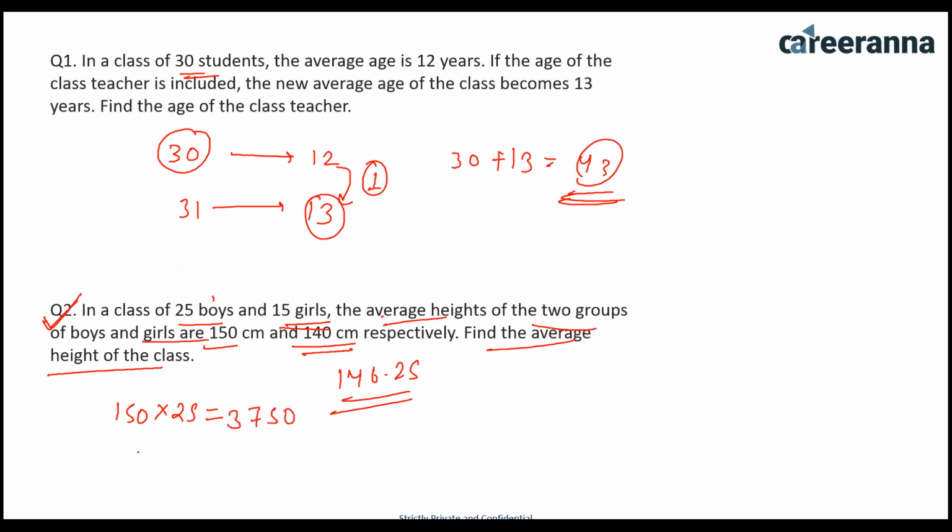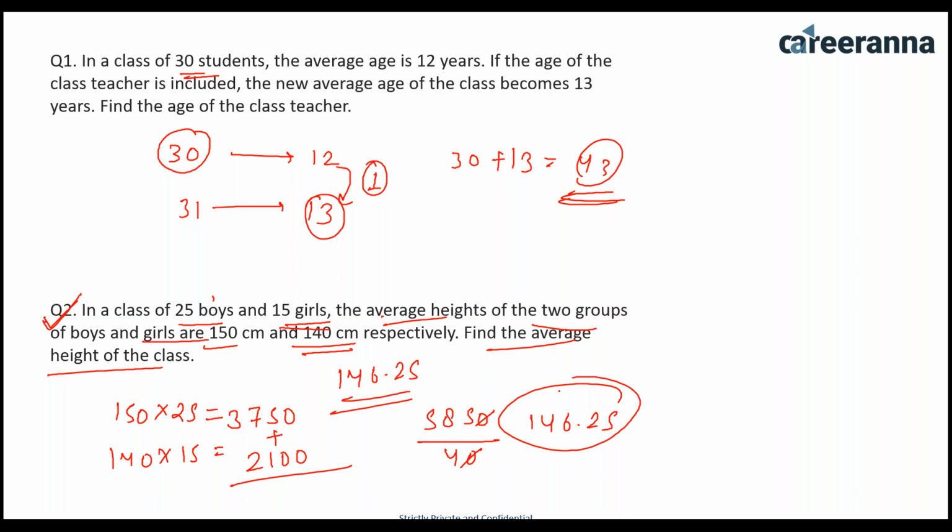3750. Very good. 140 multiplied by 15. 2100. Very good. Now I have to add these values, which is 5850. Very good. Divided by 40. Is it? It becomes 146.25. If you want me to solve it through mixtures and alligation, I can do it. Say yes or no. You don't have to do this much.